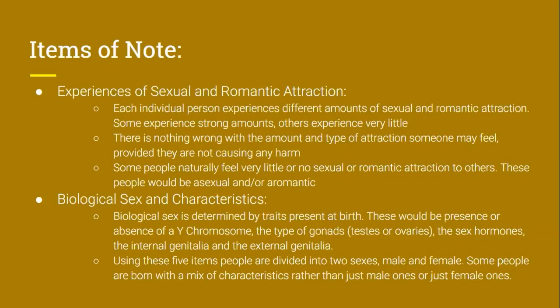The second thing to talk about is biological sex and characteristics. Biological sex is determined by a few things that are present at birth. These would be the presence or the absence of the Y chromosome, the type of gonads, such as testes and ovaries, the sex hormones, the internal genitalia, or the external genitalia. Using these 5 items, people are divided between 2 sexes, male and female. However, that does not mean there are just these 2 categories that everyone fits in perfectly. Some are born with a mix of sex characteristics, rather than just male ones or female ones. These people are intersex.